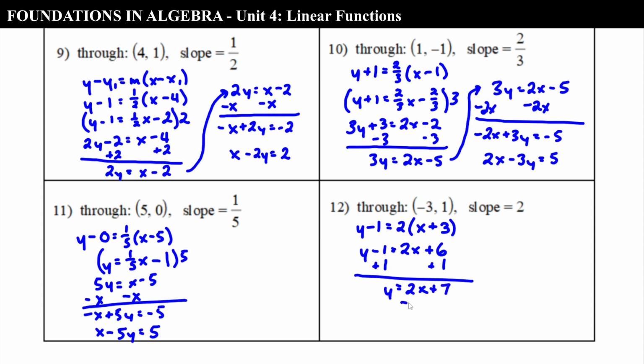And then we're going to subtract the 2x. Now that's going to give us negative 2x plus y equals 7. But we can't lead with a negative, so we're going to have 2x minus y equals negative 7.